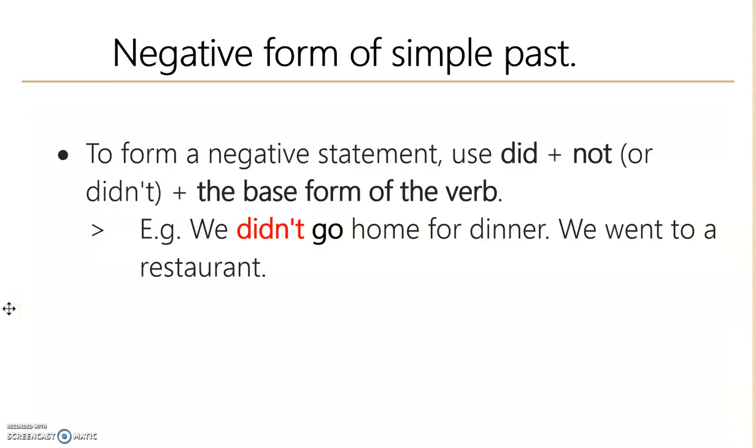Next, we'll look at the negative form of simple past. To form a negative statement, use did plus not or didn't plus the base form of the verb. Example, we didn't go home for dinner. We went to a restaurant.